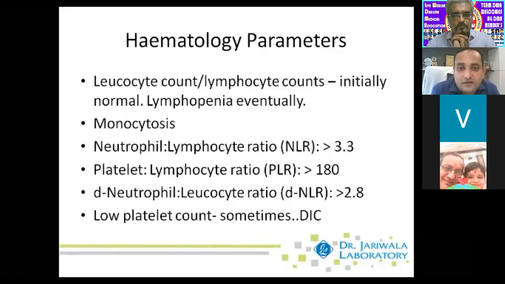Initially at presentation, many times we see that the leukocyte count or the lymphocyte counts are normal. But as the disease progresses, we tend to see a lymphopenia. This happens in a number of cases. It doesn't happen in all, but in many cases it does. So with the progression of the disease, the lymphopenia becomes more evident. Monocytosis has also been seen in several cases.